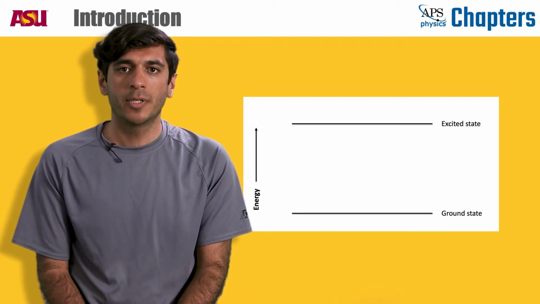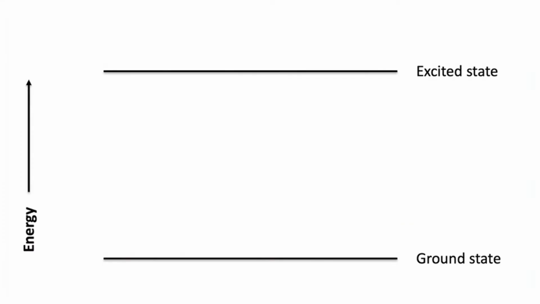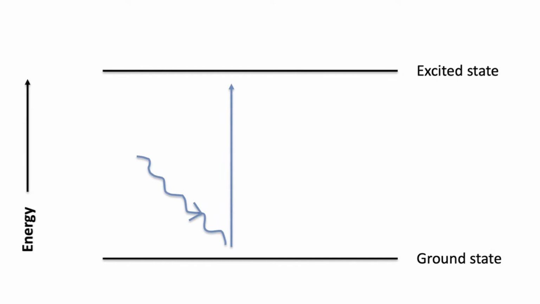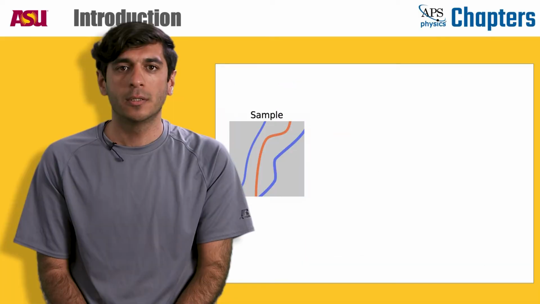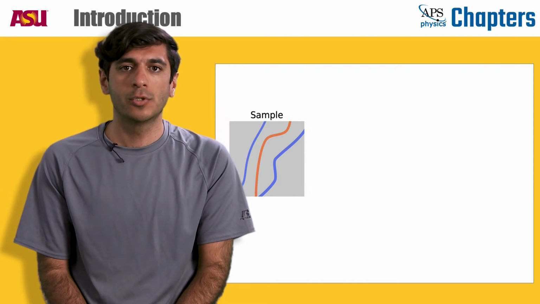In FLIM, samples are labeled with fluorescent molecules. In this slide, we see a simple diagram of the quantum structure of energy states of such fluorescent molecules. These molecules are often in the ground state, but can absorb a photon from the excitation laser and go to the excited state. They spend a time tau in the excited state and then emit a photon and return to the ground state. Different fluorophore species have different lifetimes that can be used to distinguish them.